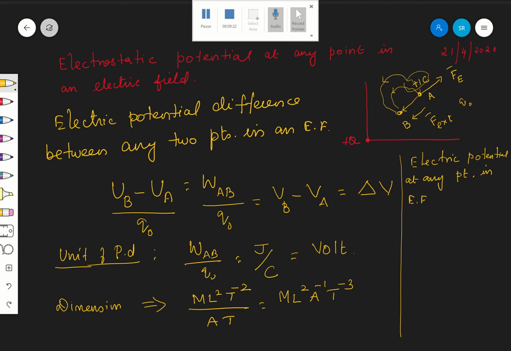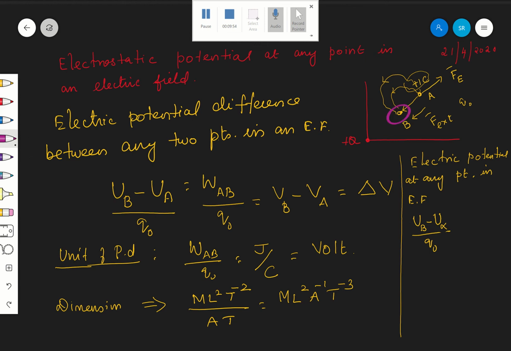Therefore you will get this as UB minus UA by Q naught. But A has to be outside the electric field, which means it is at infinity. There is no need for me to once again find out the electric potential at B. I want to find out the electric potential at B.